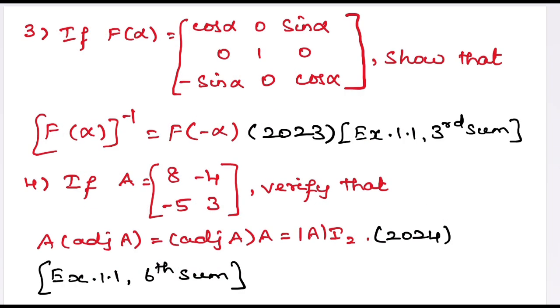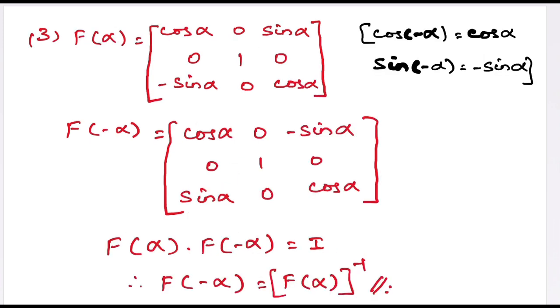Our next problem is, if f of alpha is equal to matrix of cos alpha 0 sin alpha 0 1 0 minus sin alpha 0 cos alpha, show that f of alpha the whole power minus 1 is equal to f of minus alpha. இது 2023 ல கேட்ட question. இது bookல exercise 1.1 third sum. First find out f of minus alpha and multiply f of alpha into f of minus alpha. We get identity matrix.